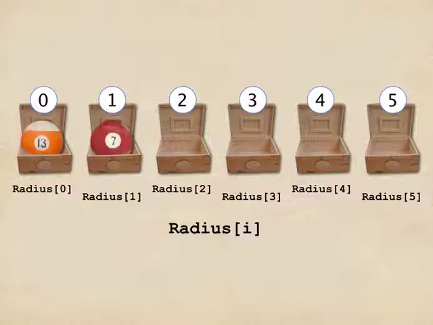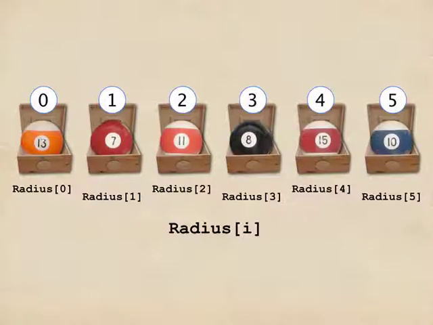For this array, we can put integers into each box. So the first entry, radius[0], has the value 13. The second entry, which is radius[1], has the value 7, and so on. Let's talk a little bit more about what's going on here, and then we'll take a closer look at step 3 from the previous slide where we fill in the values of the array.